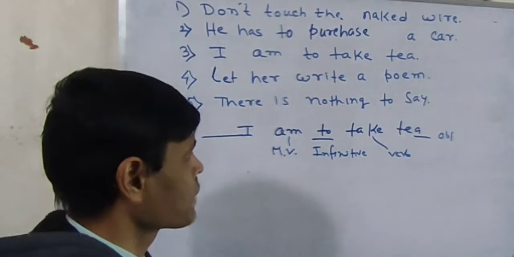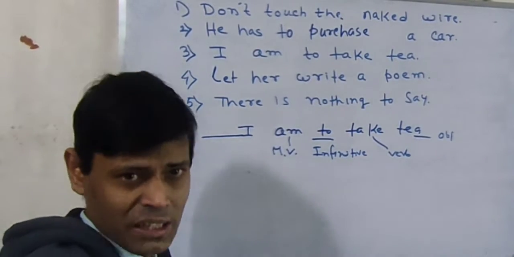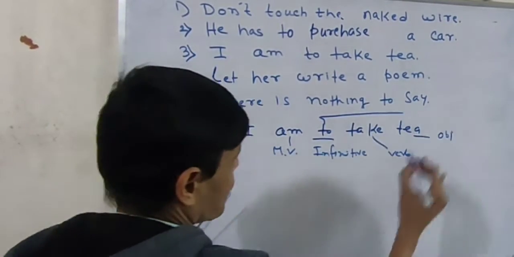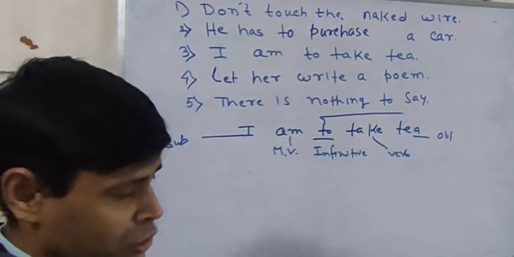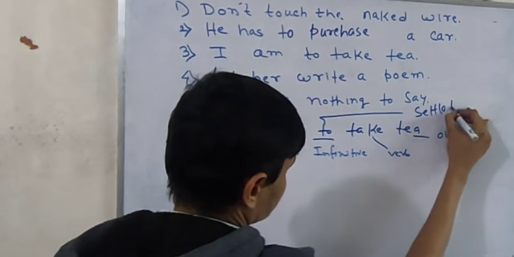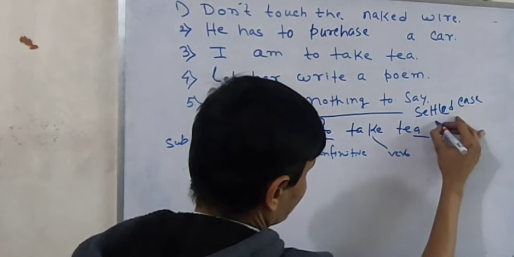This means it is settled, but it is decided that I will take tea. It is called the settled case in English. Okay. It is called when I am writing like this. I am to take tea. I am to go there. He has to do the job. This is called the settled case in English. I'll do something. Not done. Settled case in English.